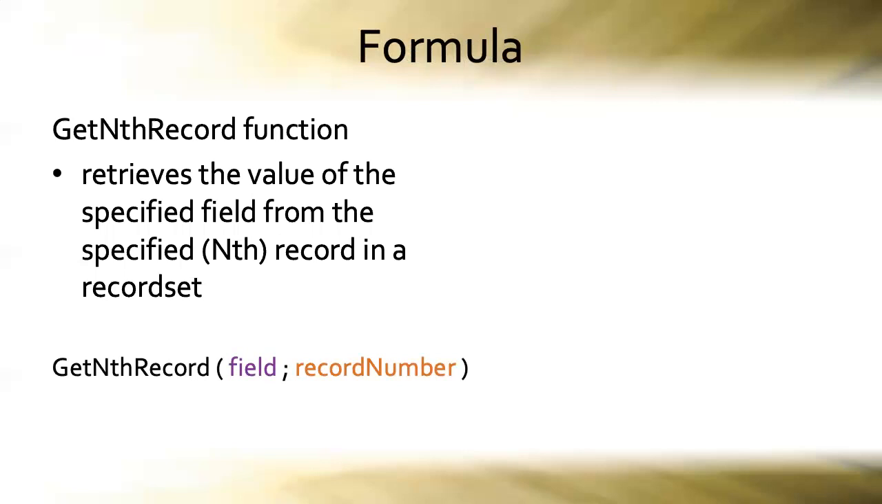The name of the function, GetNthRecord. The first argument asks, what field would you like me to go and bring back the value from? And of course, that field name will most likely be prefixed with the name of a table if the field isn't in the current table. And then secondly, from what record number do you want me to fetch the value? So it's a very different function than most functions that FileMaker gives us to retrieve data from some place.